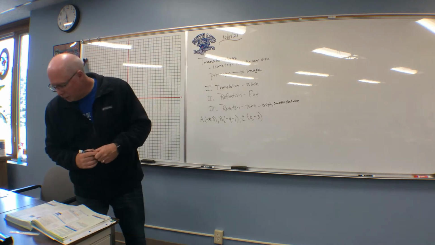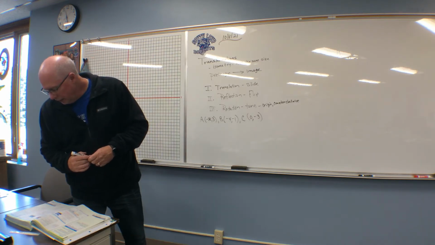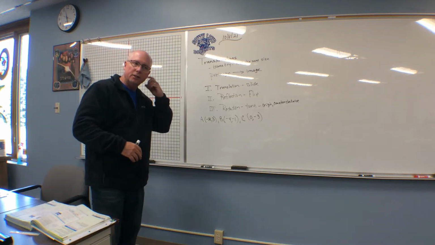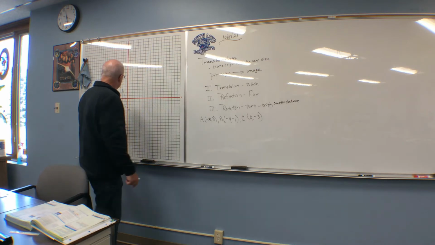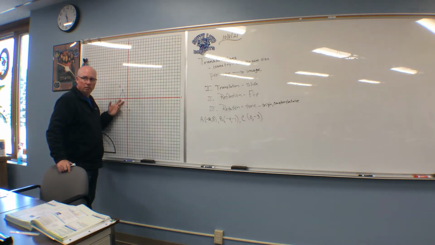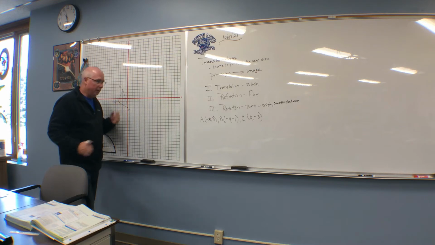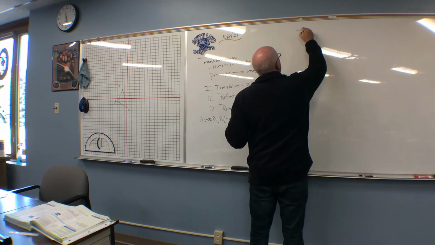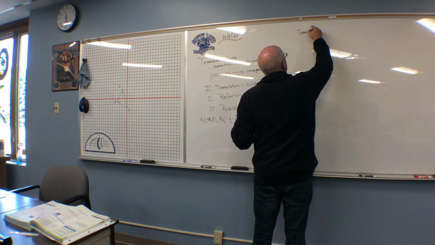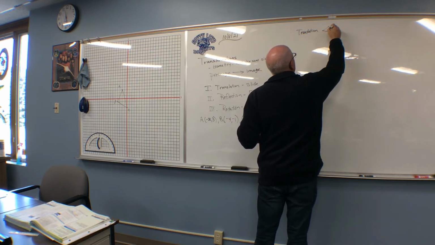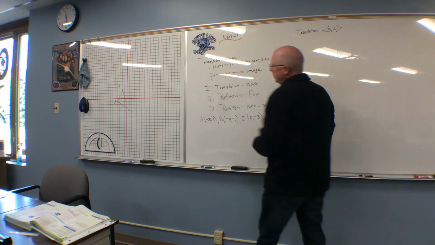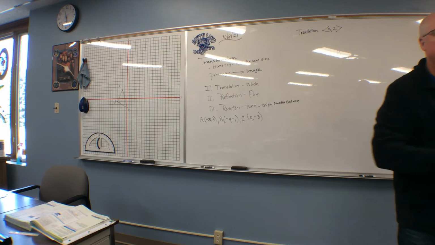Okay, so I'm going to talk to you about a translation. This book will just say translation, but they'll use a vector. This triangle is called the pre-image. So I'm going to start with a translation first. And for the translation, we're going to use this vector, 3, 2.